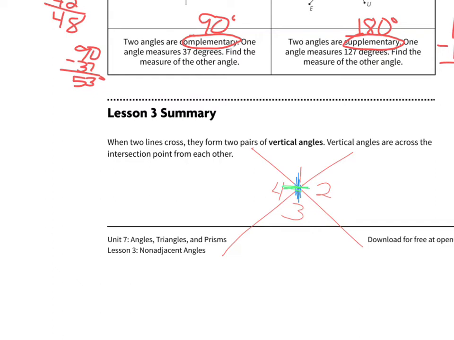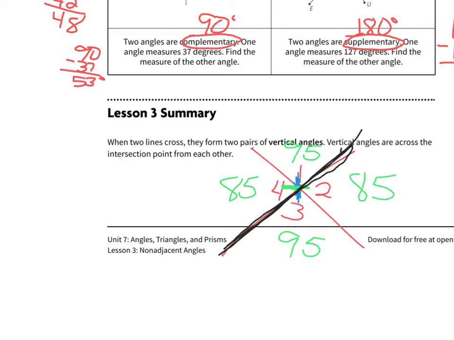Now the thing with vertical angles is they are equal to each other. So if angle 1 is 95 degrees, angle 3 is also 95 degrees. Now we know the measure of a straight line is 180. So if I go 180 minus 95, I'll get 85 for angle 2, which means angle 4 is also 85. So they're across from each other and they're equal to each other.